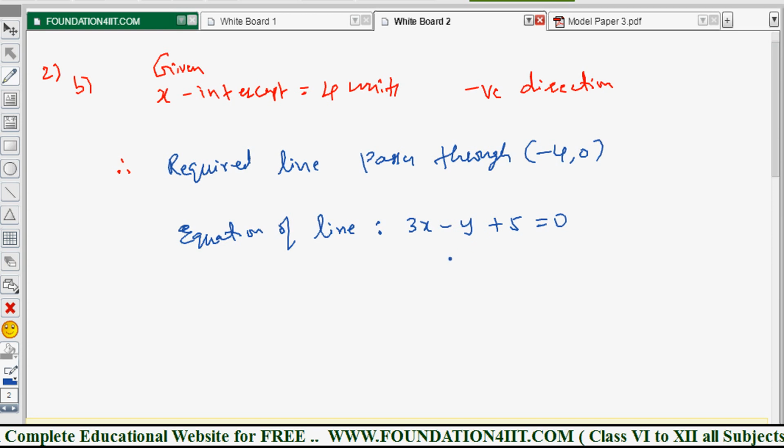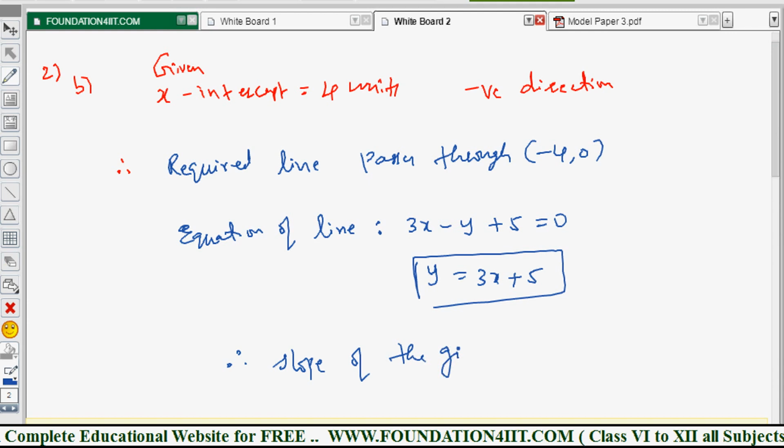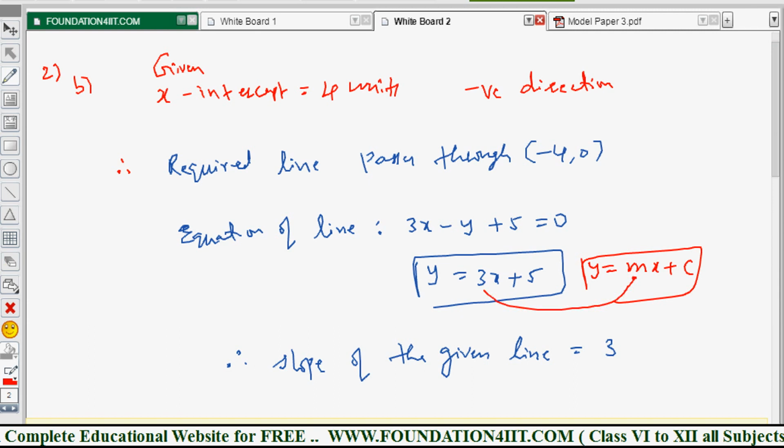Then from this, y is equal to 3x plus 5. Okay, we can make this. Now using this, it is in y is equal to mx plus c form. Therefore the slope of the given line is equal to 3. The general form, if you see, is y is equal to mx plus c format, right? So m is 3, so the slope is 3.